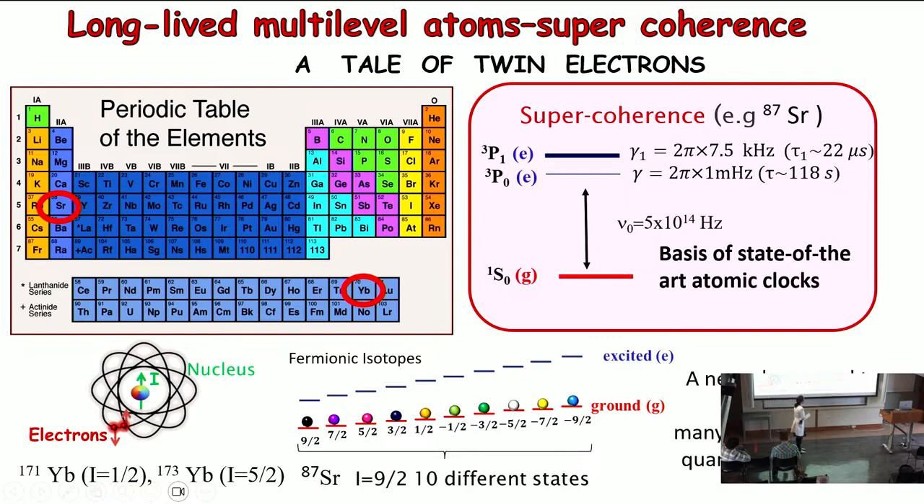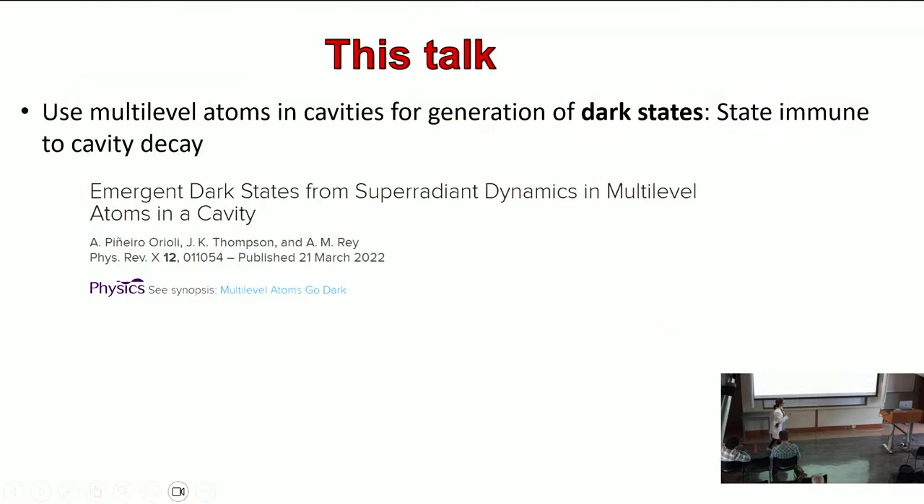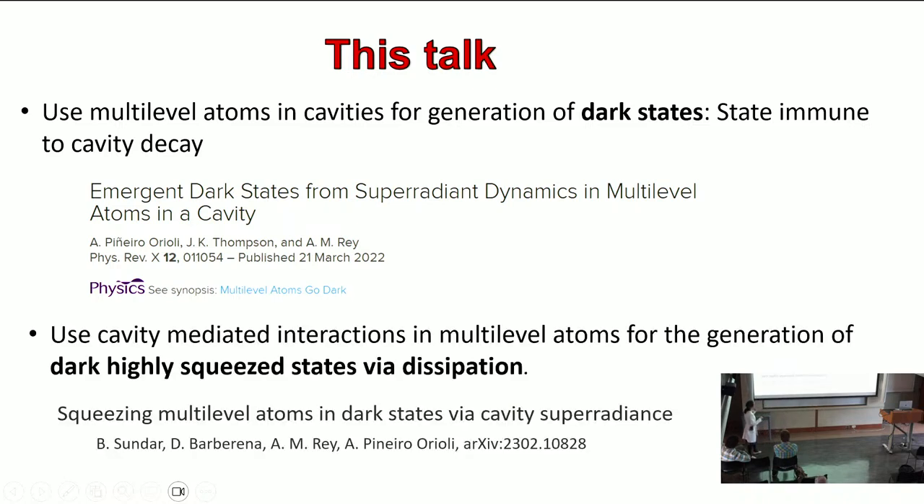So the story today is that we can use these multi-level atoms as a playground for exploration of many-body physics. The punchline of this talk is two specific points. One is that we can use multi-level atoms for generating dark states that are immune to cavity dissipation. That's one, and more details can be seen in this paper. The second is that we can not only create this dark state, but moreover we can shape these dark states and make them highly squeezed, and therefore useful for metrology. So these are the two points that I want to discuss.